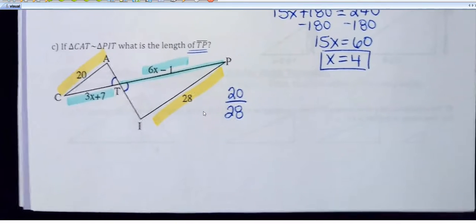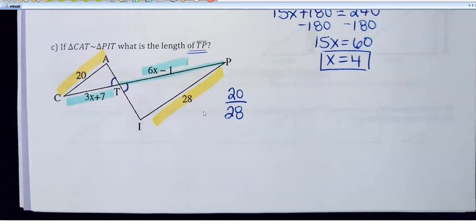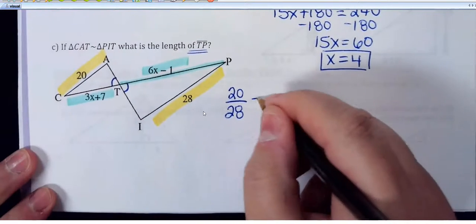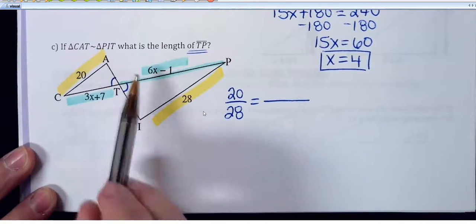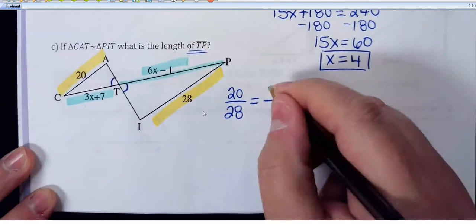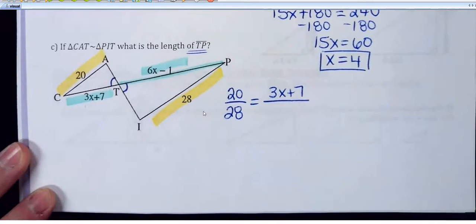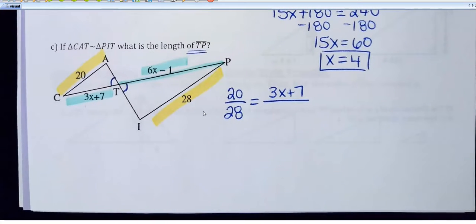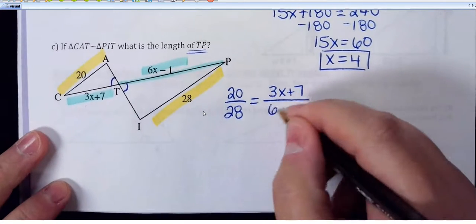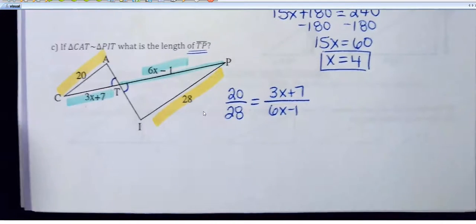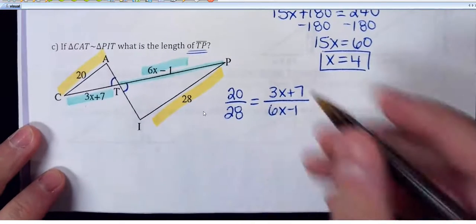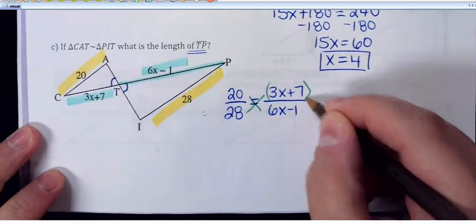You can, if you want to, reduce this, but you don't have to. You can leave it right like that. It's up to you. Now, to set up the other side of that, we're just going to use the other set of corresponding sides. So the 3x plus 7, that was in the same triangle with the 20, so I put that in the same part of the fraction. The 6x minus 1 is in the same triangle as the 28, so I'm just matching that up with the same part of the fraction. All right, so if you want to, you can reduce this. If not, I'm just going to go ahead and cross multiply here.